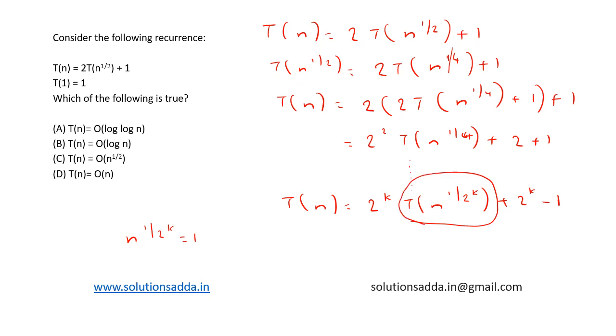So taking log on both sides, we can say that log n is equal to 2 to the power k. Now substituting, we get 2 to the power k into 1 plus log n minus 1. Now 2 to the power k is equal to log n, so we get log n plus log n minus 1. So ultimately option B, T of n is equal to order of log n, is the correct answer here.